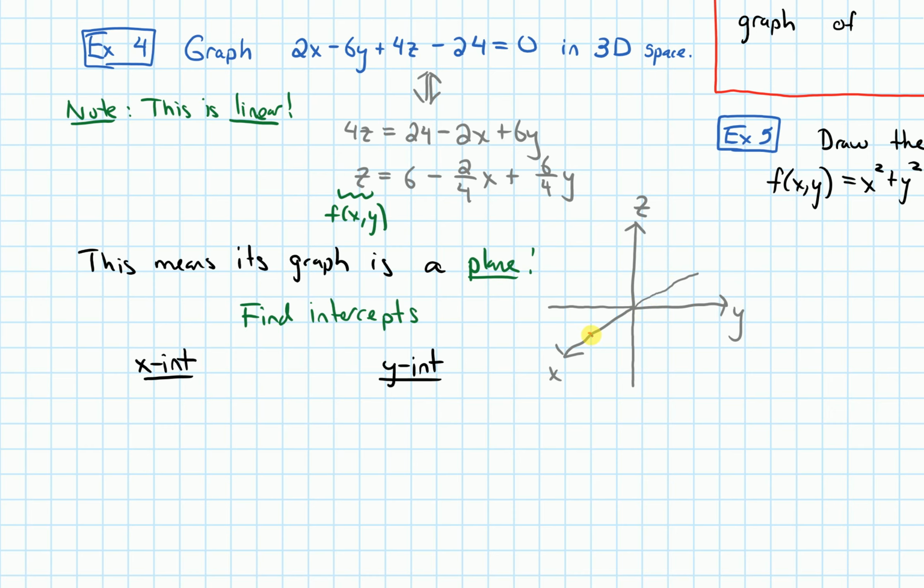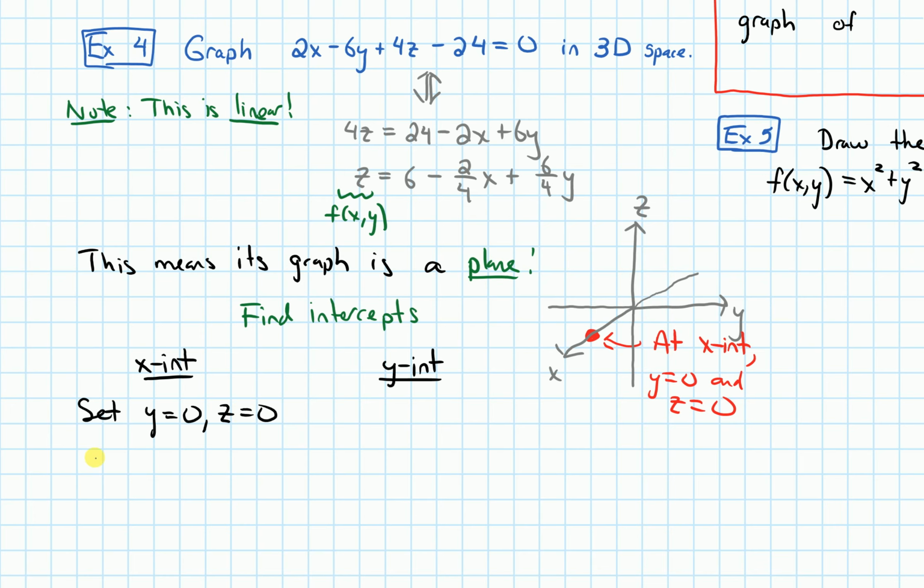So if I look at a point on the x-axis, and let's say that this is where the x-intercept is. At that x-intercept, notice that the y and the z coordinates at that point are both 0. So y equals 0 and z equals 0. And that's going to be the key to finding the x-intercept. We are going to set those other coordinates equal to 0. So we'll set y equal to 0 and z equal to 0.